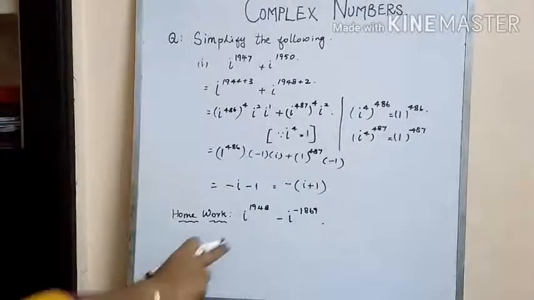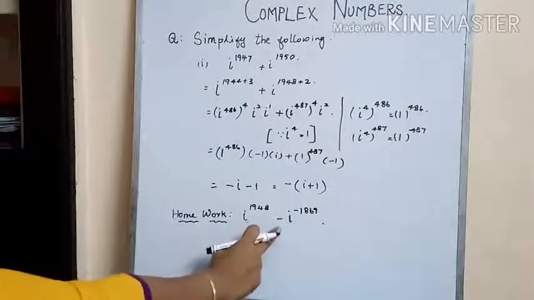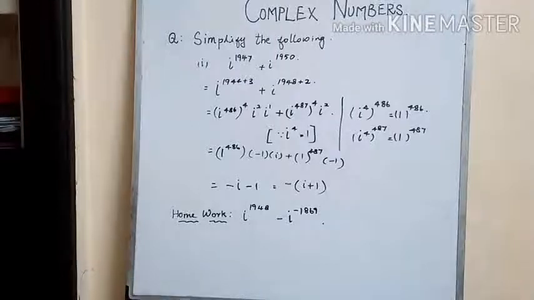Try out this for homework: i to the power of 1948 plus i to the power of minus 1869.